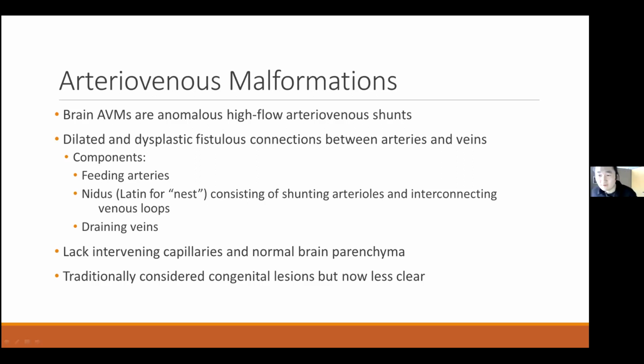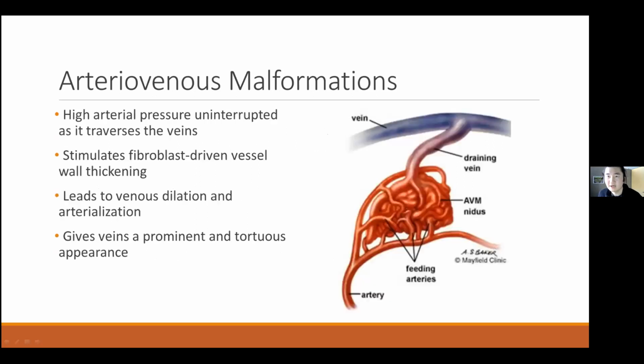Etiologically, we don't know why they form, but they have traditionally been considered congenital lesions, formed in gestation, thought to be in the first trimester. That being said, there are several reports out there of de novo AVM formation after things like radiation therapy. So the picture is not quite 100% clear.